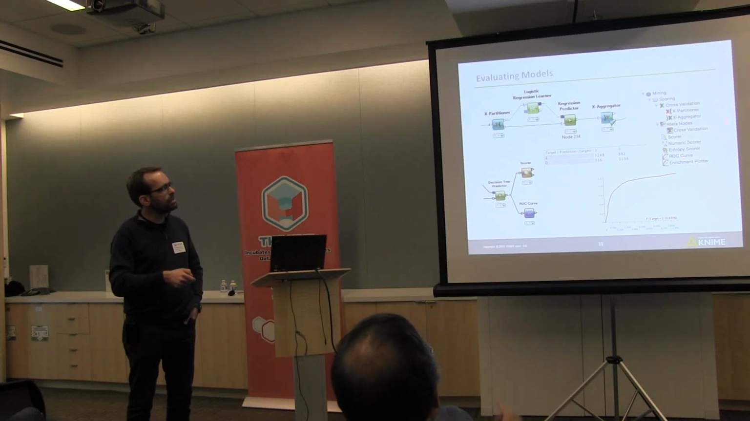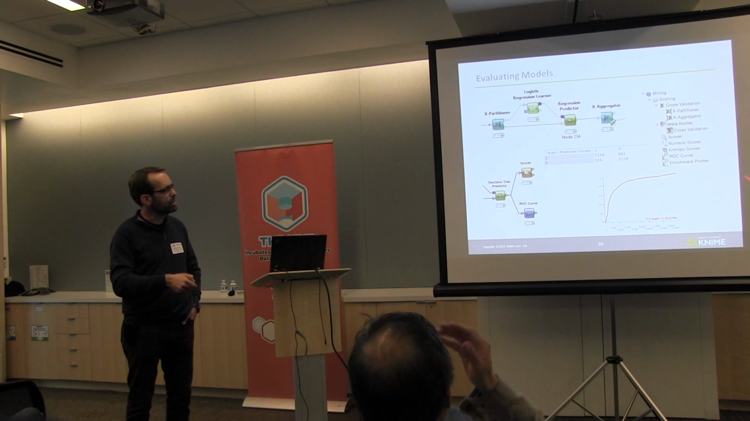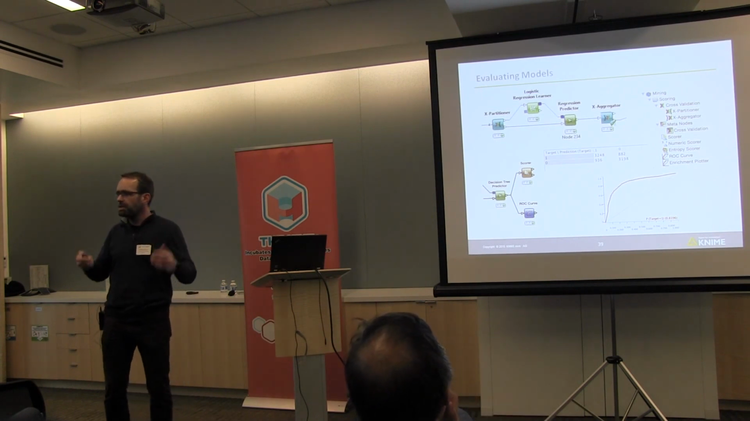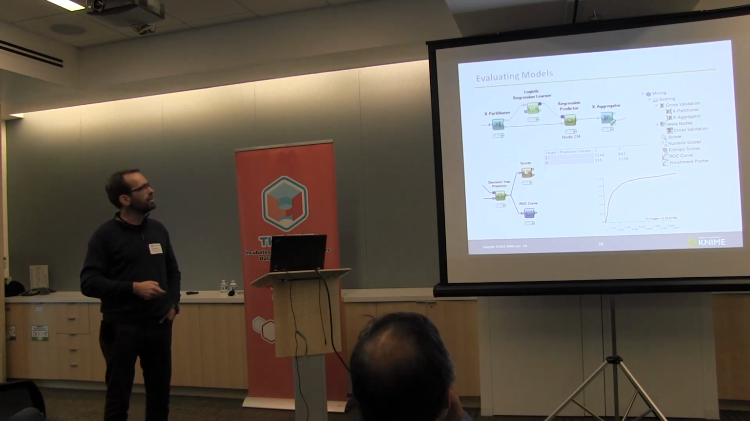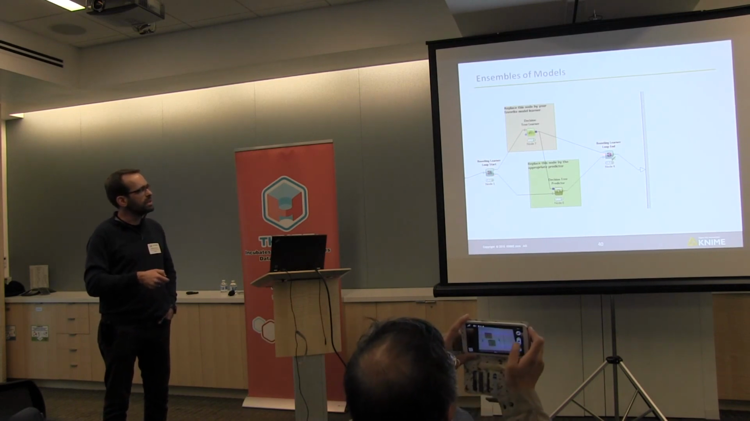We also have all sorts of nodes for scoring and ROC curve plotting, the confusion matrix here, the ROC curve here, all of that stuff to evaluate the quality of your models. That's all there, obviously. You can do ensembles. Again, this loop context, boosting, right?